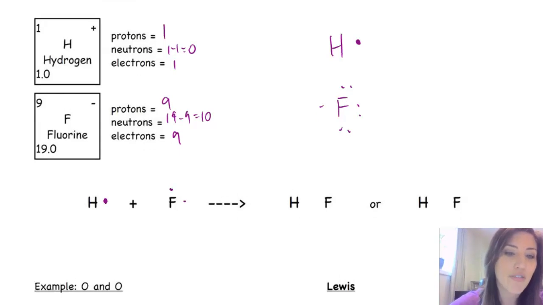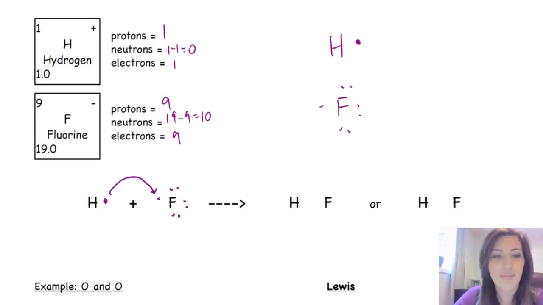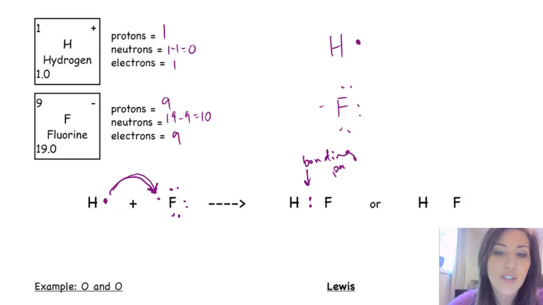Hydrogen is 1, fluorine is 1, 2, 3, 4, 5, 6, 7. The hydrogen atom will send 1 electron over, but he doesn't get rid of it. They are going to share that bond. So this electron moves over here, and it forms a bonding pair. So both hydrogen and fluorine share that pair. Fluorine also has its other pairs around it.